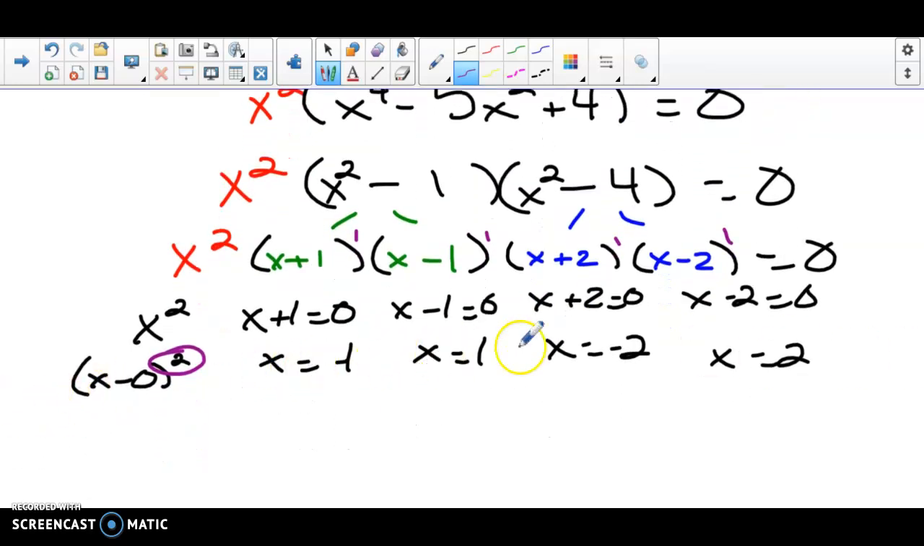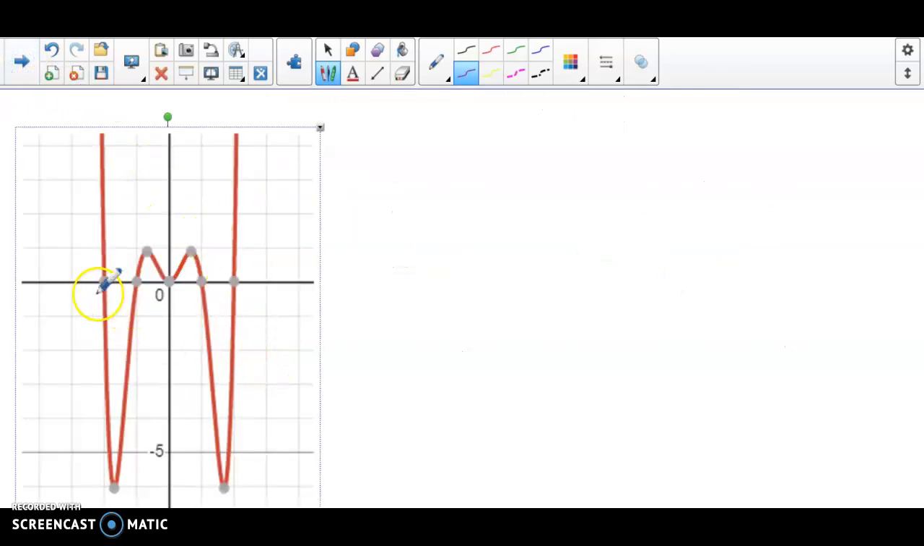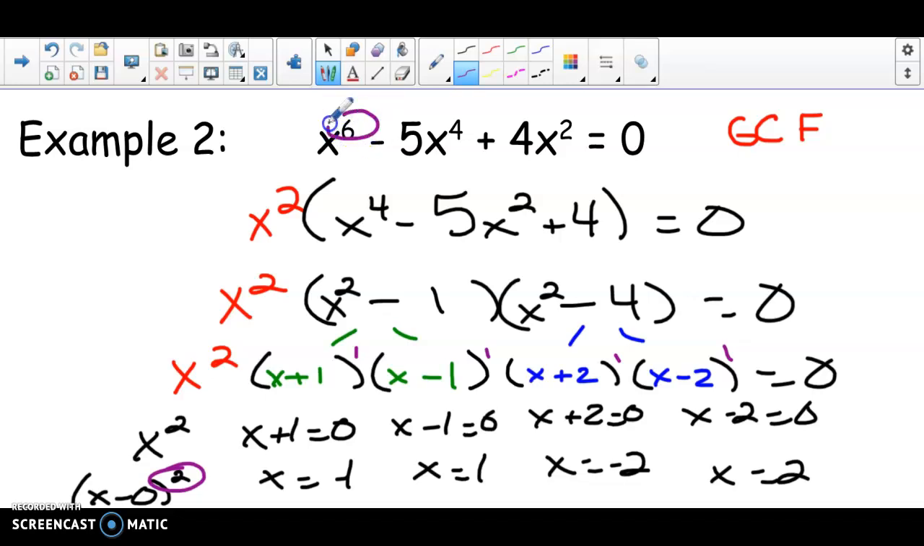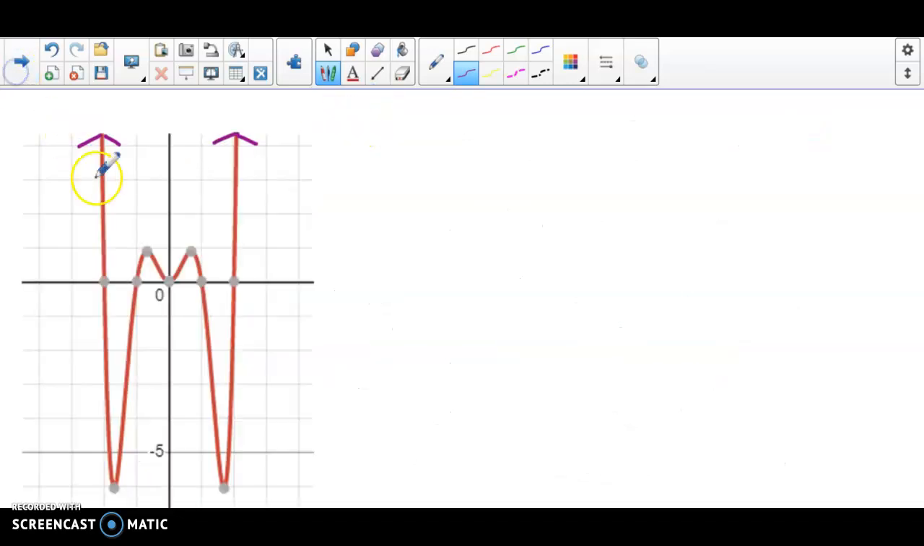So if we look at all of these, our graph is going to go through the points negative 1, negative 2, positive 1, positive 2, but it's going to just touch the x-axis at 0. So if I look at this graph, here it is. It goes through negative 2, negative 1, positive 2, but it just touches the x-axis at 0. It also has an even number for its exponent. Remember, largest exponent up here was 4. Look at this. Both ends are pointing in the same direction.